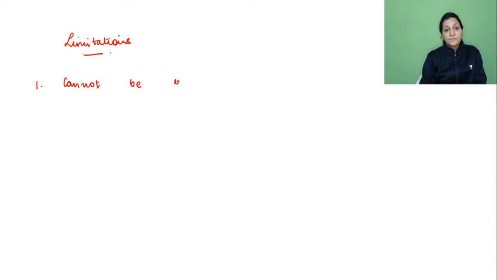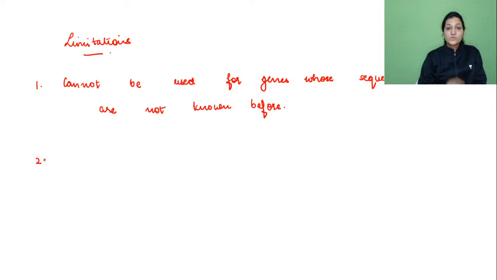cannot be used for genes whose sequences are not known before. So only for the genes whose sequences are known can PCR be used. This is the first limitation.